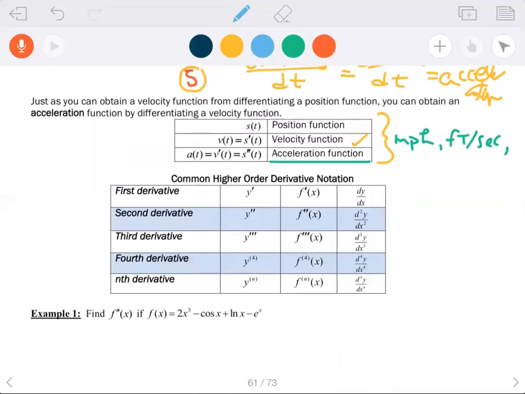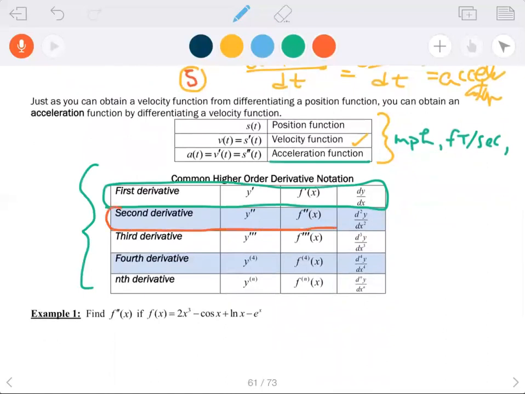So here's our notation. We're already familiar with all of these. We know we can call the first derivative y prime. We can call it f prime of x, or we can call it dy dx. Similarly, the second derivative we call y double prime. We call it f double prime of x. And then this notation sometimes looks weird to people, but watch me write it over here. It's the derivative of the first derivative.